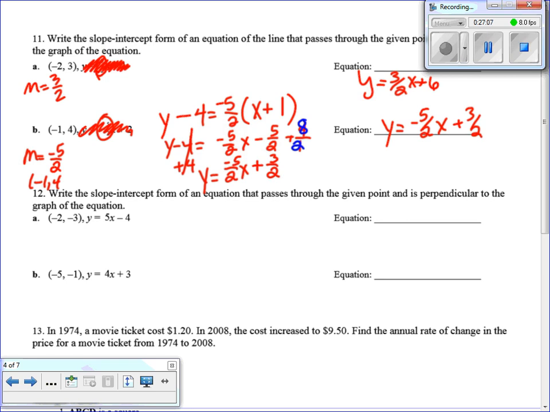Do not change those to decimals. I know that you don't like working with fractions, but you have to get comfortable with that. If you write it as a decimal, I'm going to mark it wrong.